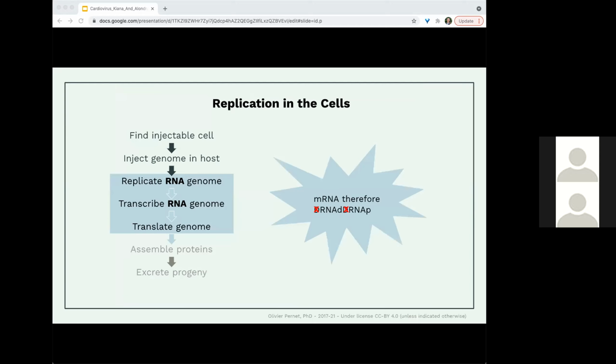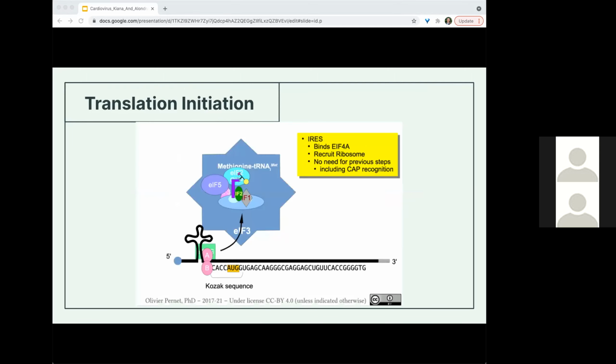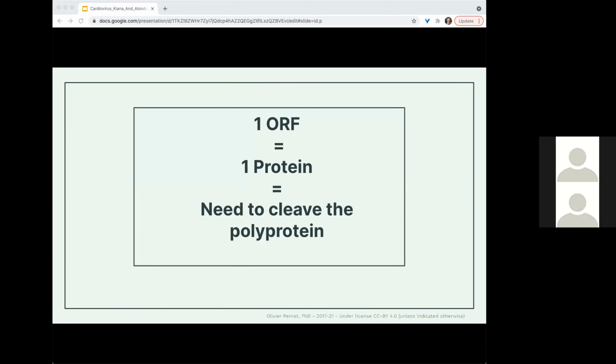As mentioned previously, the genome is mRNA, thus we will use RNA-dependent RNA polymerase. Cardiovirus does not contain a cap. Instead, it has an IRES. The IRES will recruit the ribosome for translation initiation. There is only one open reading frame, so there will be one polyprotein that is produced. That polyprotein needs to be cleaved into smaller proteins.